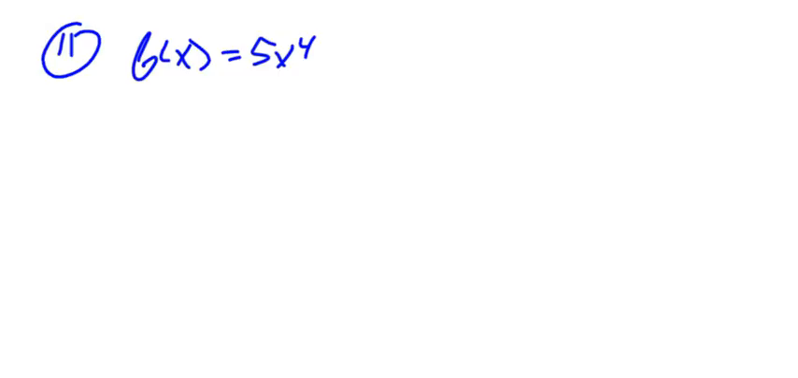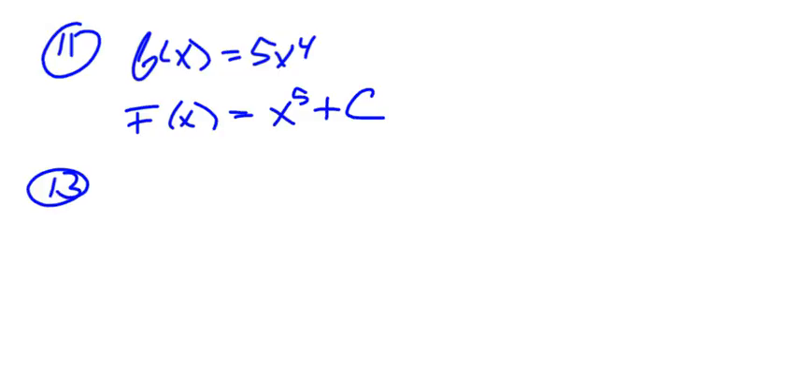We want to find the antiderivative. And we can't forget the c because of the family of derivatives. We're going to go ahead and do number 13, which is f of x is equal to sine 2x.